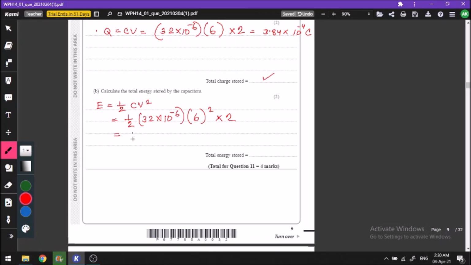The answer that you should obtain here is 1.15 into 10 to the power minus 3 joules. Don't forget to mention the units in your final answer, and also don't forget to write the final answer in the space given in the question.